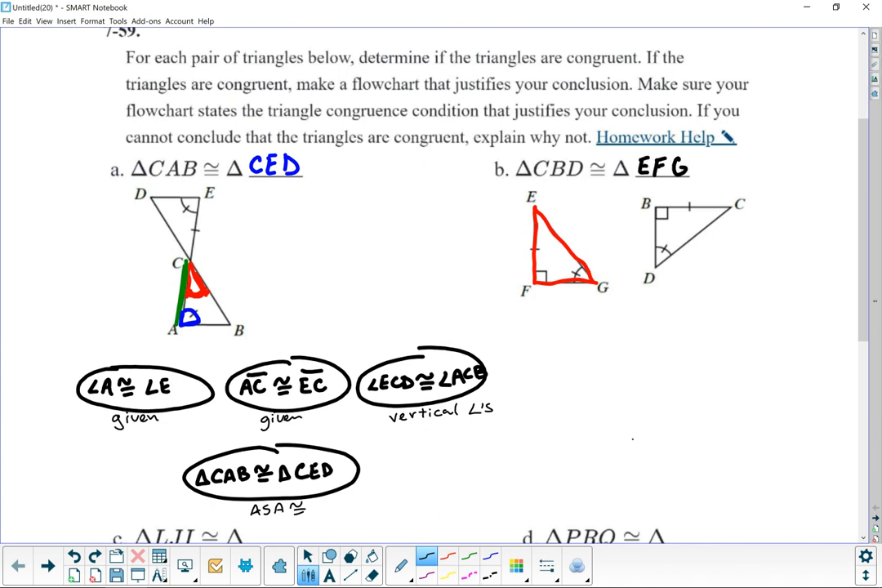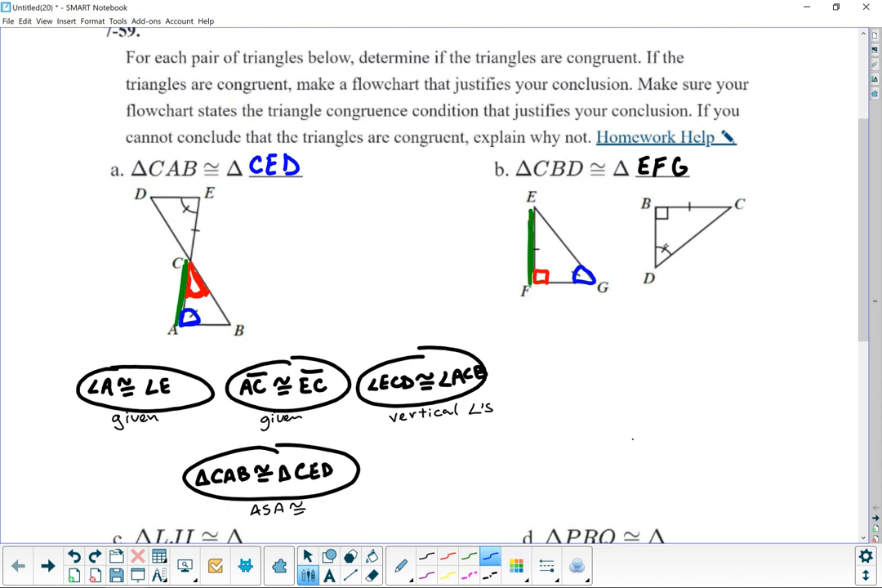And if you follow the lettering, you have an angle, a side, and then another angle, and then you finally have a side at the end of those two angles. This side is not in between. It's at the end, so it's angle, angle, side.